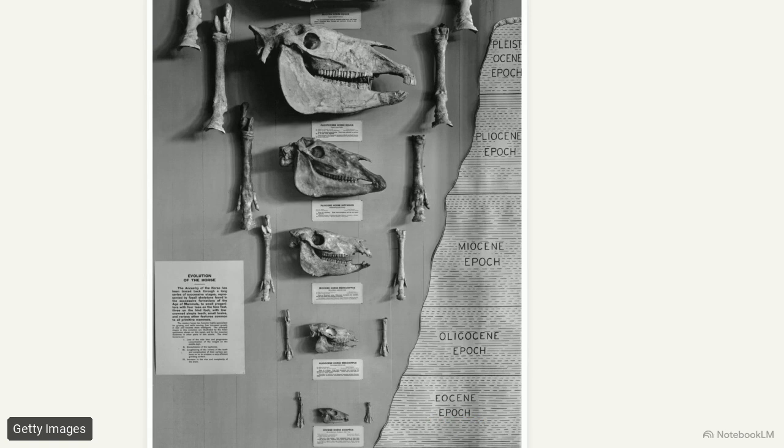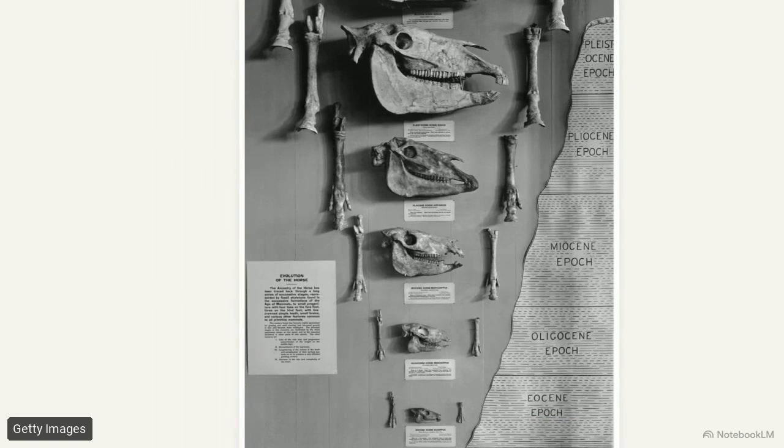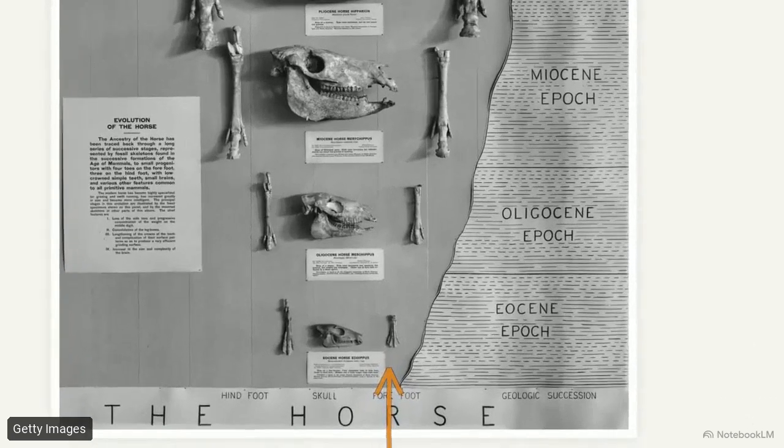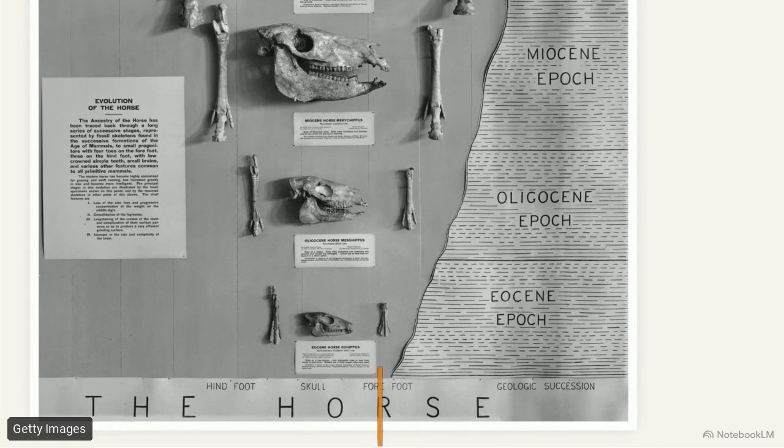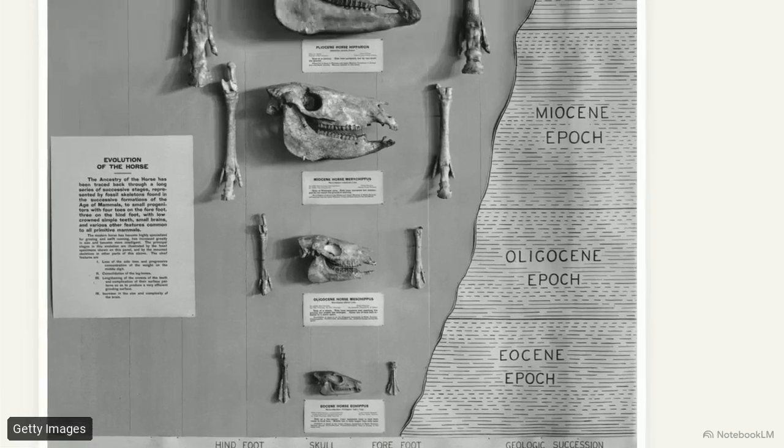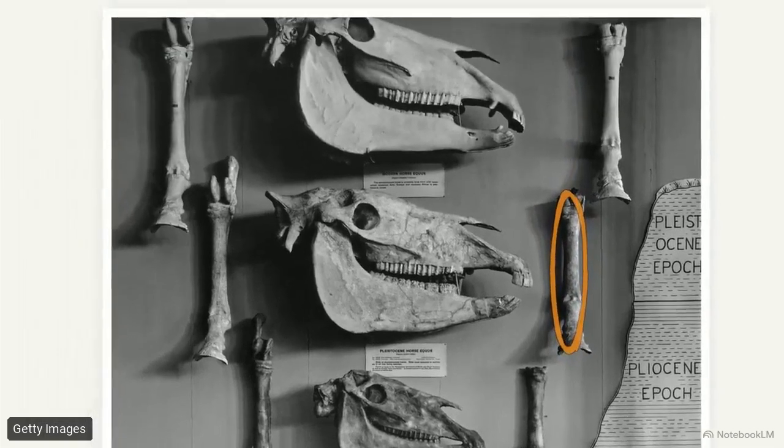Notice the most drastic retrogressive change right here in the foot bones. What starts as a padded, multi-toed foot in the Eocene shrinks and fuses until only the central third digit remains. By the Pleistocene, it becomes a single, powerful hoof, designed for high-speed running on hard plains.